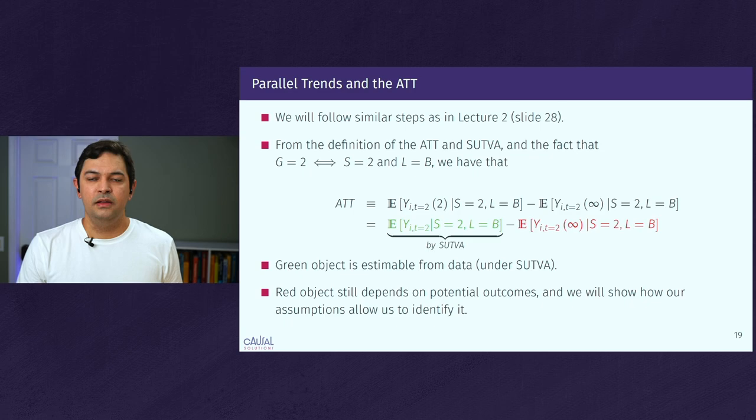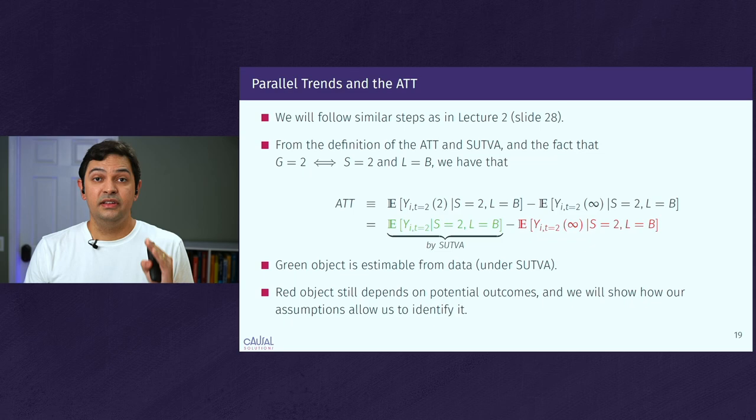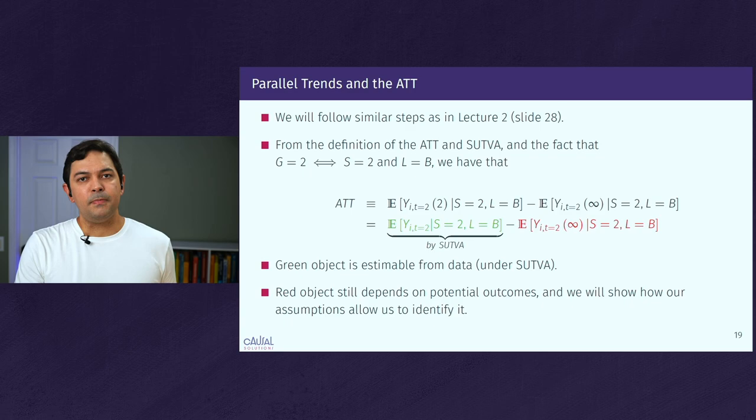So we have this ATT, and I have a green term, because among units who belong to the set of states S equals 2, and who belong to the partition L equals B, I do observe their treated potential outcome in period post. However, for the same set of units, I never observe the untreated potential outcome in period post. So I'm going to have a red term, and the game we're playing here is how our assumptions are going to allow us to impute this red term. Cool? And that's essentially what we're trying to do.